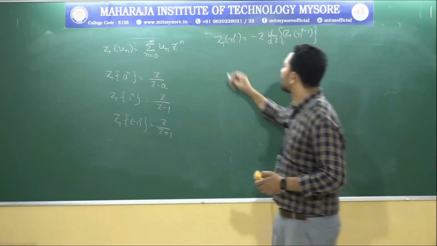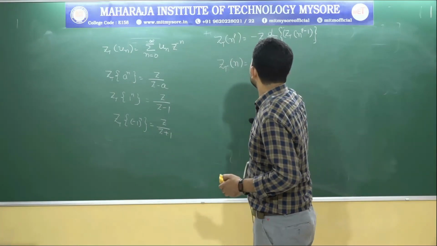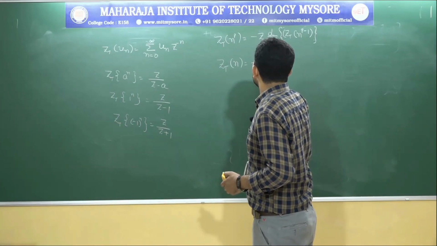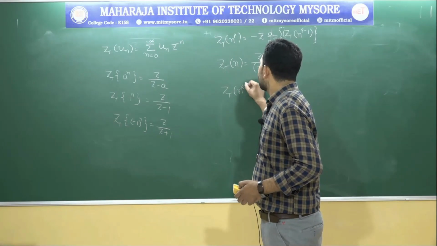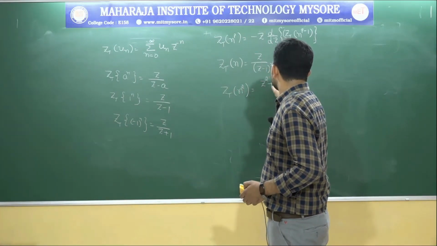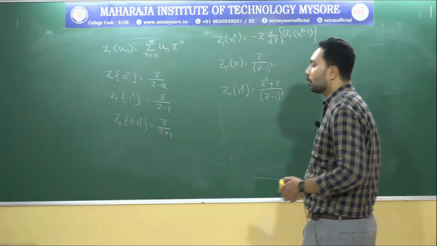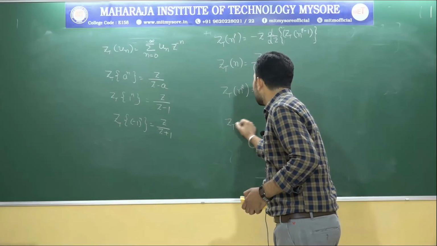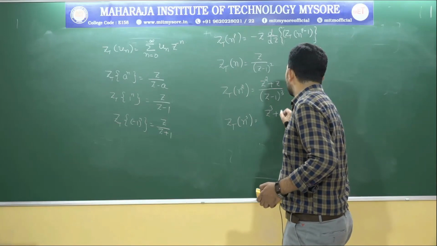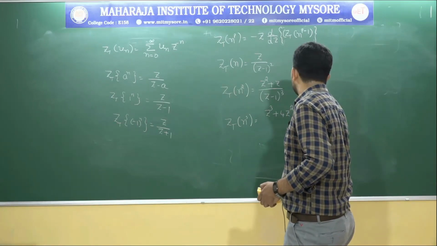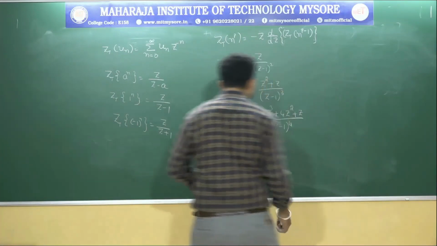By using this result, we have solved the z transformation of n, that is z divided by z minus 1 whole square. Next, the z transformation of n square, that is z square plus z divided by z minus 1 whole cube, and finally the z transformation of n cube, that is z cube plus 4z square plus z divided by z minus 1 power 4.